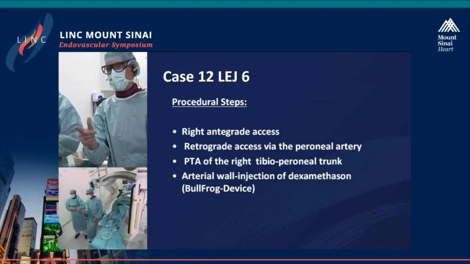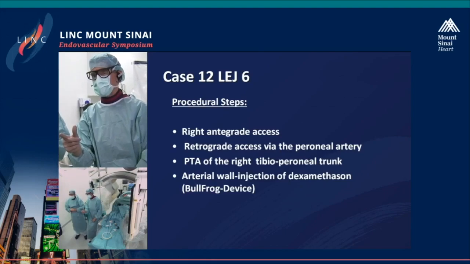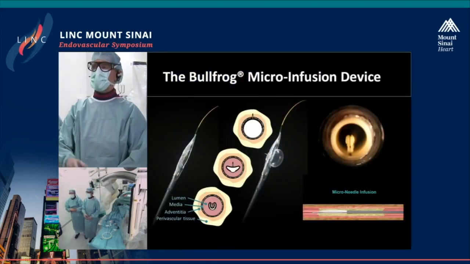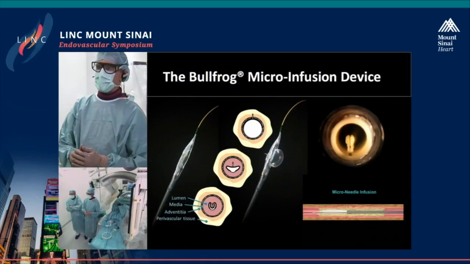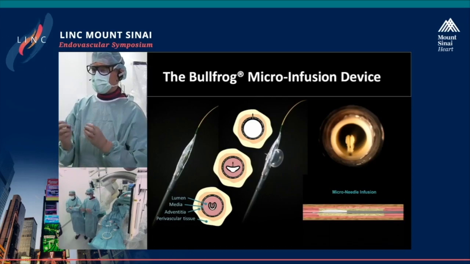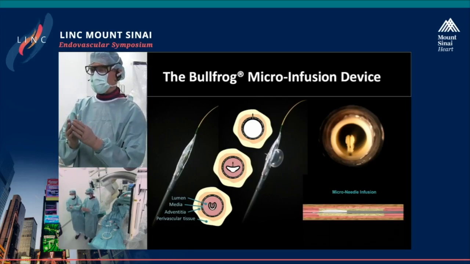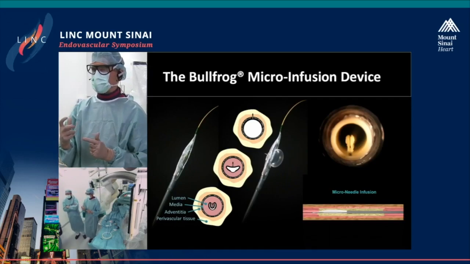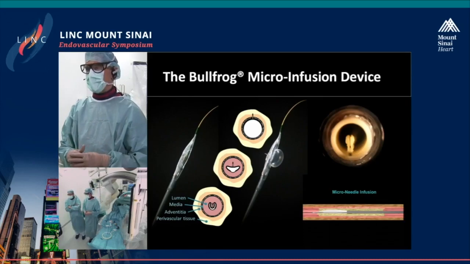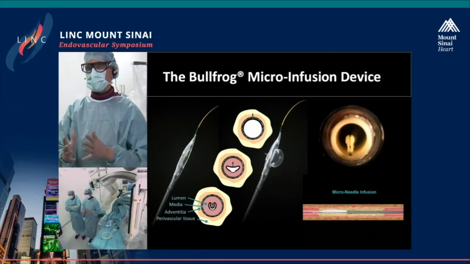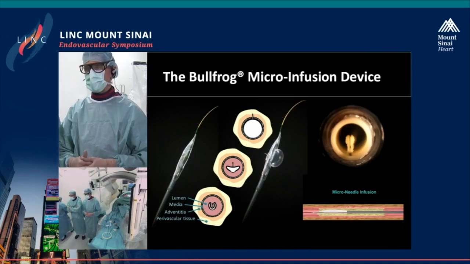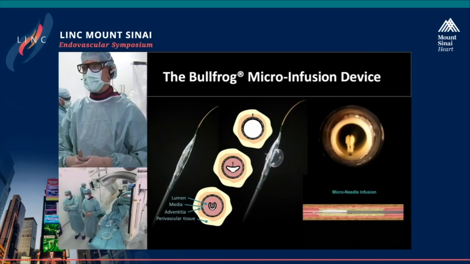Please switch to the next slide. For those who do not know the device, hopefully the animations will work. As you can see, it's a little balloon, looks like a bullfrog. When you inflate the balloon, a little needle will come out of the balloon and will be pressed into the arterial wall. And then you can inject whatever you want. Currently, the studies are ongoing with dexamethasone, so we inject dexamethasone into the perivascular surrounding to stop the restenosis cascade in a very early phase.